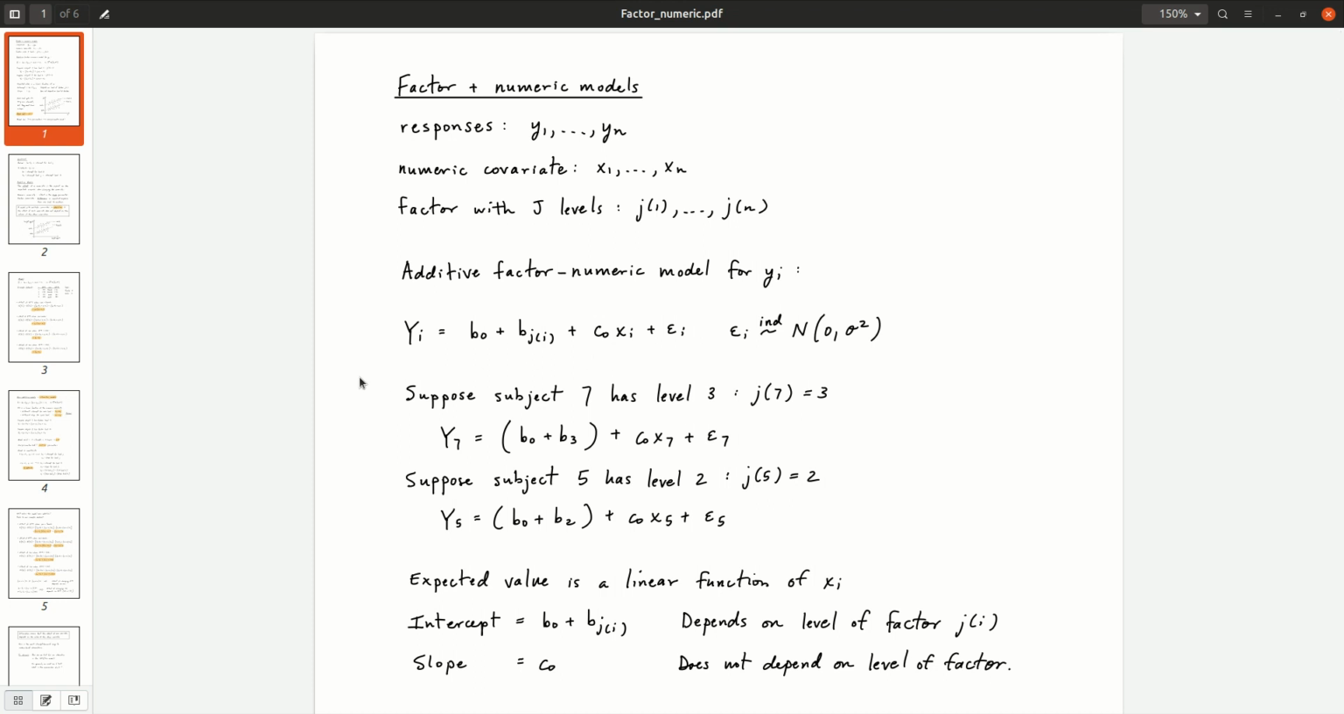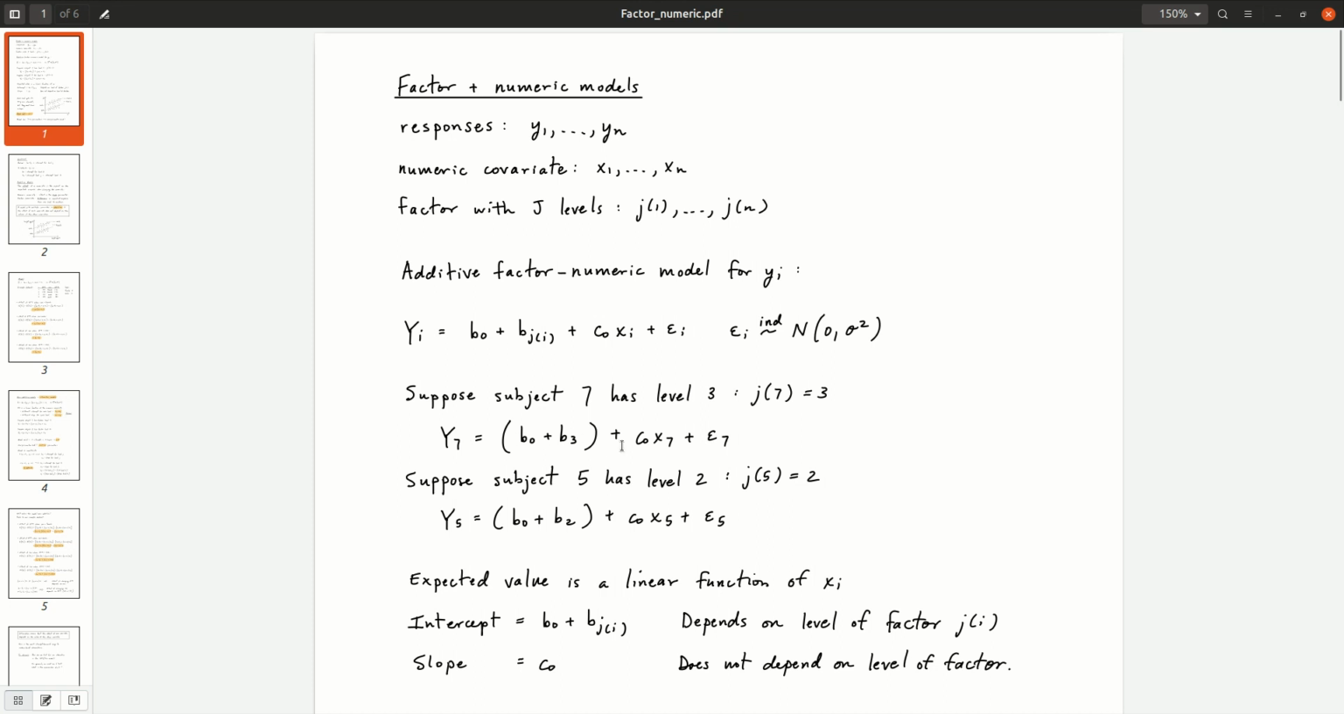All right, so the easiest way to understand what the model is doing is to make up some pretend data and then write down what the model is. So to that end, I'm going to suppose subject 7, so i equals 7, has level 3 of the factor. So in our notation, this just means that j of 7 equals 3. And if you plug this in down here, what you get is y sub 7 is b0 plus b3, because j of 7 is 3, plus c0 x7 plus epsilon 7.